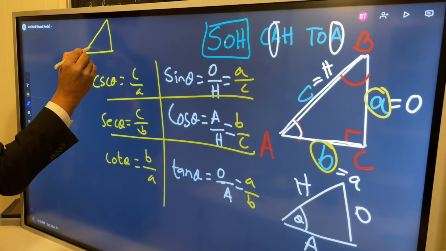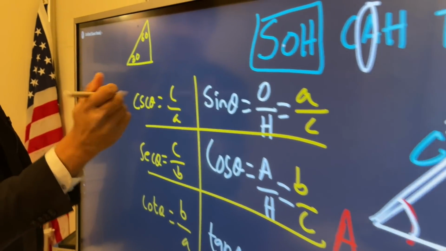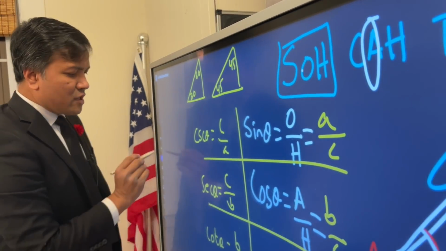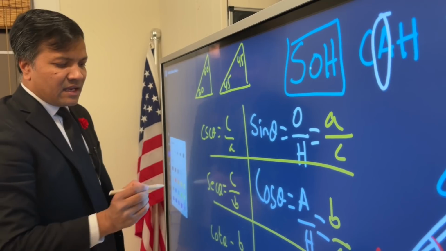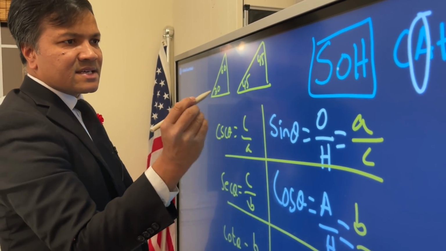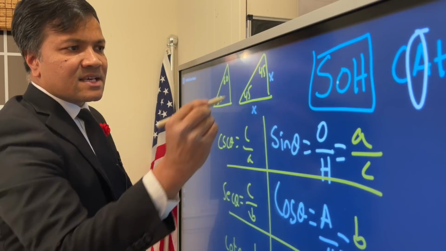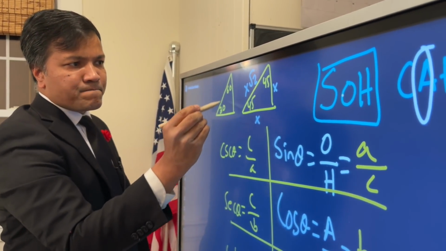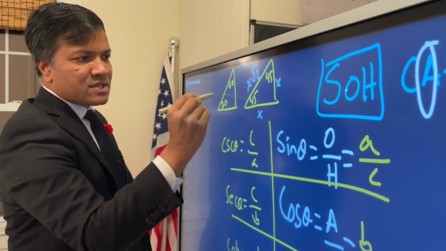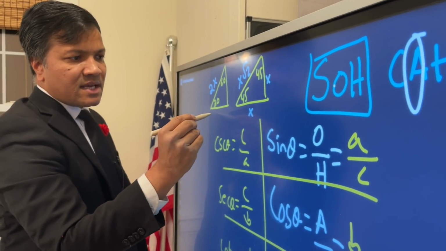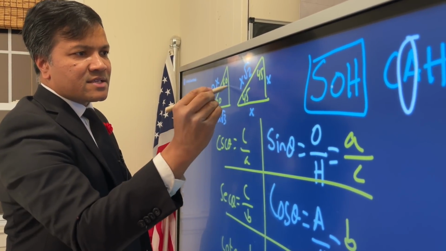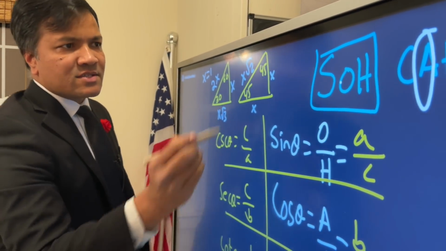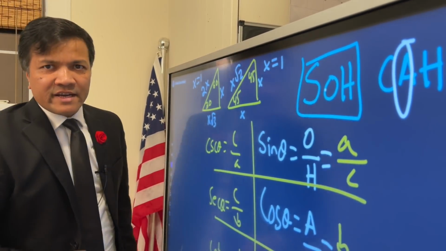So let's say this is a 30, 60, 90 degree triangle, and this is a 45, 45, 90 triangle. What do we know about these special angles? We know this one is x, this one is x, this one is x root 2, this one is 2x, this one is x root 3, and this one is x. Now let x be 1 here, and let x also be 1 over here.